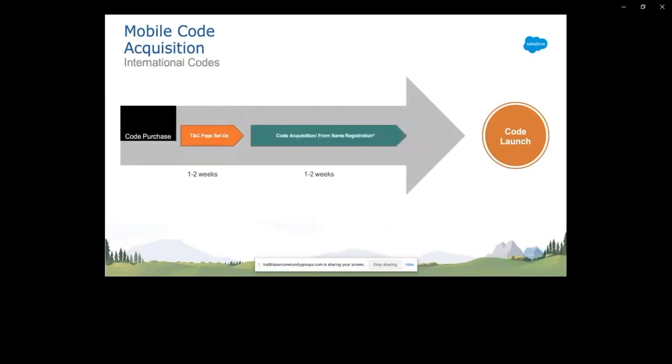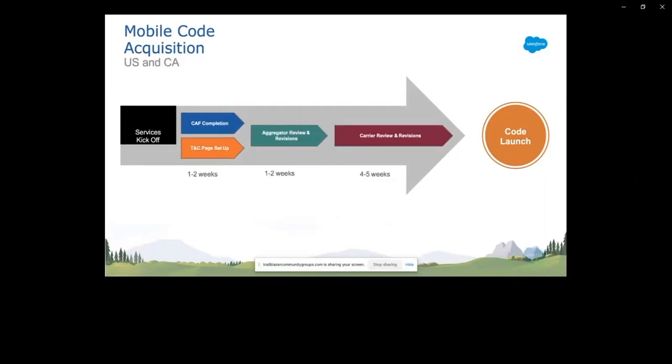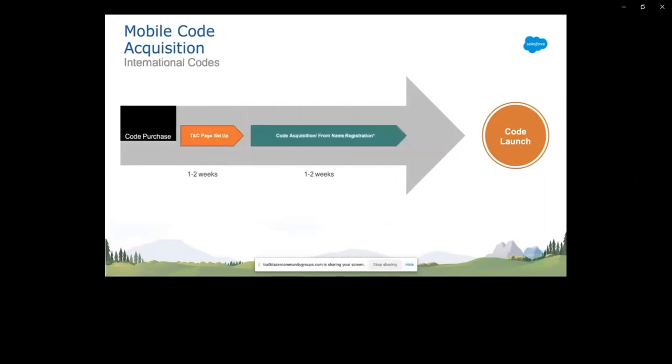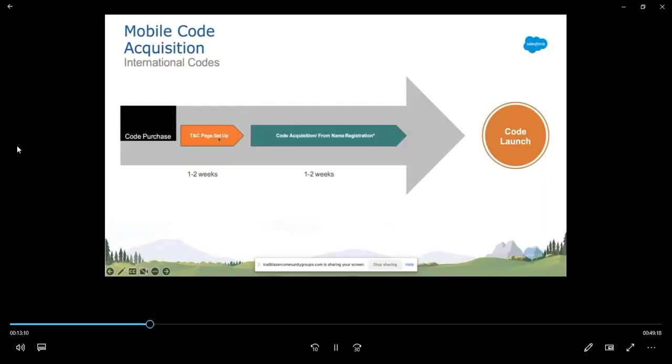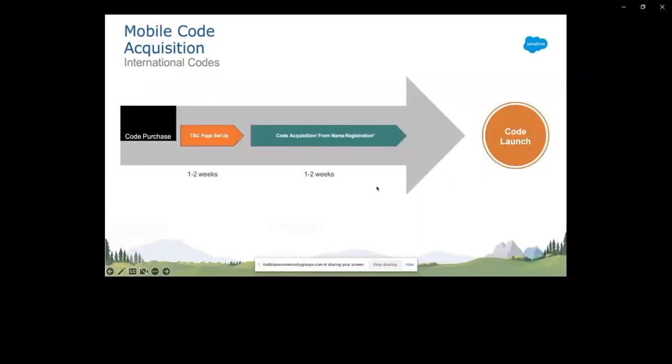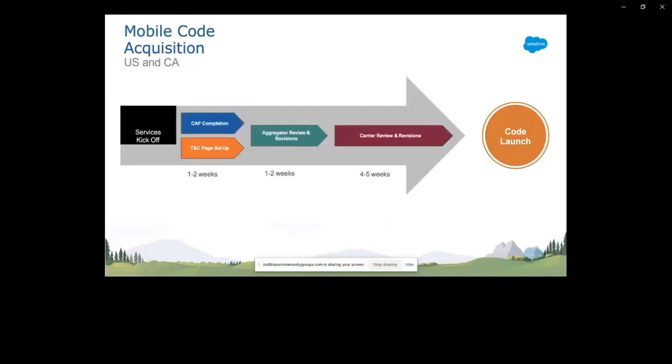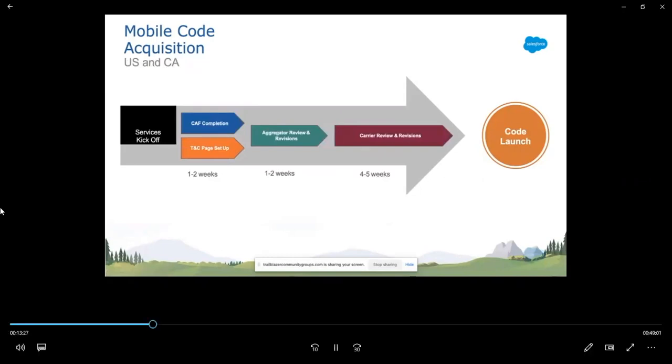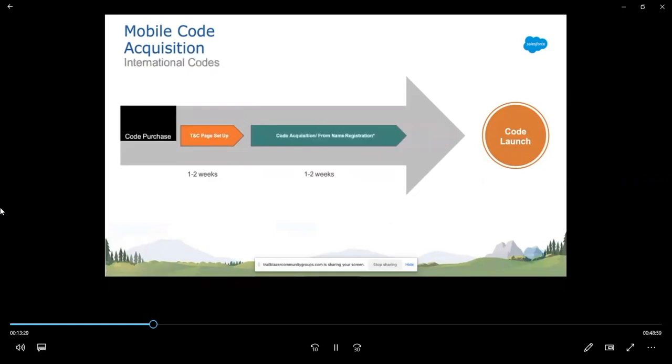So this is short codes, and this is international codes, which are like long codes. This is quite simple compared to short codes. It's just a terms and conditions page setup, and then you give it to the respective aggregator to review, and they'll do it within a maximum of 3 weeks. Long codes are really easy, especially for international use, but apart from other codes, the US and Canada are very restricted, so it'll take at least 8 weeks for you to get the code activated under your Marketing Cloud instance.